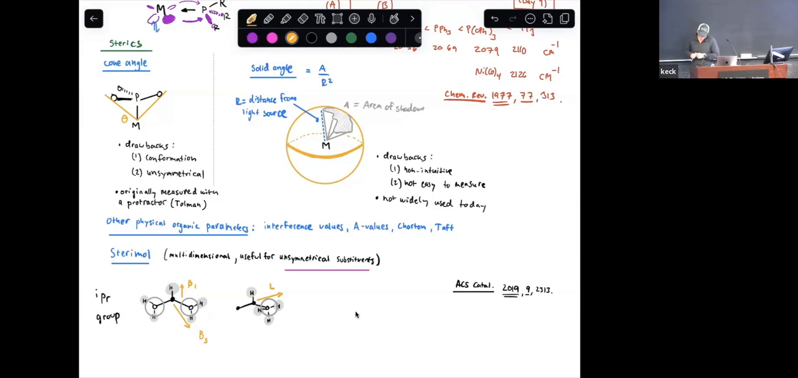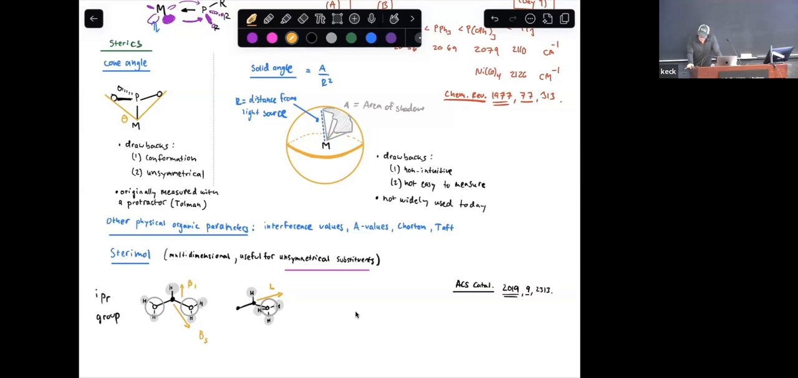It considers the metal as the light source, and then defines a sphere around this hypothetical light source. The area of the sphere that is in shadow as a function of the ligand is defined as A, the shadow area. And the solid angle then is, you can see the formula, A divided by the radius that you use to define the sphere of the light source.